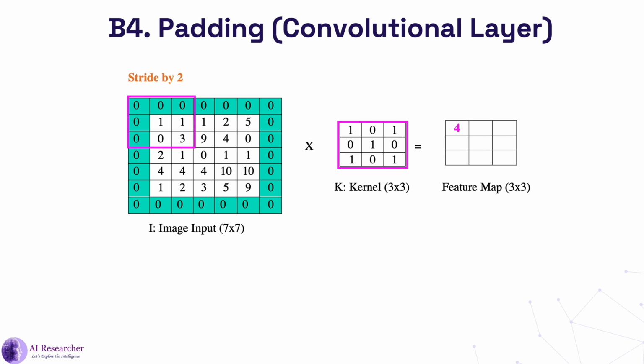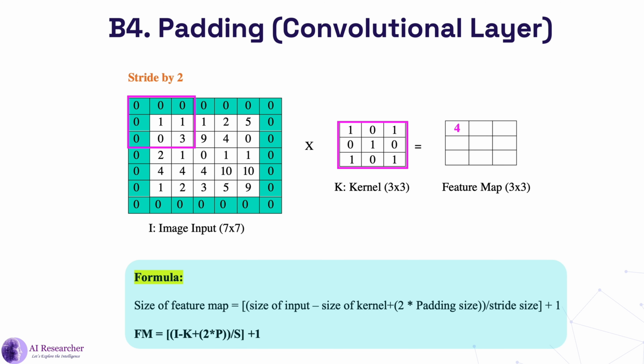Let's talk about the mathematics behind padding. In here 0 padding is added, so you can see the 0 is at the border pixels of the input image, and a 3x3 kernel slides with a stride of 2 while preserving the input dimension, so it results in a 3x3 feature map. The formula to compute the dimension of the feature map is this one. It calculates the feature map size, where I is the input size, k is the kernel size, p is the padding size, and s is the stride size.